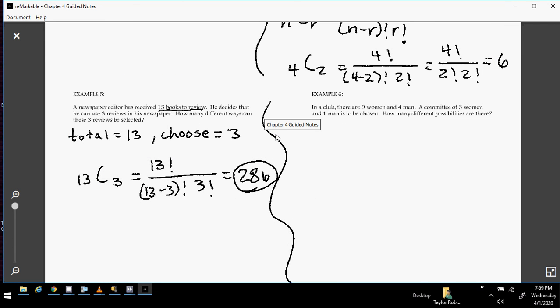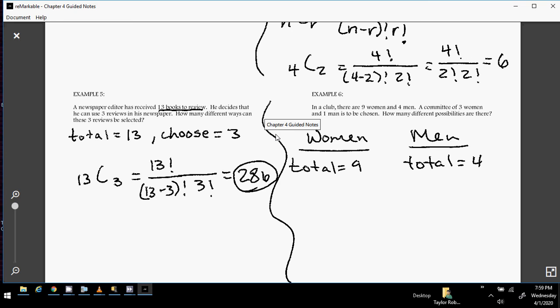Alright, last one. And there's an example like this in your classwork. It says, in a club there are 9 women and 4 men. So we've got women and we've got men. And we have a total of 9 women and a total of 4 men. Now, for the committee, we can choose 1 man and 3 women. So we're going to choose 3 out of the 9 women, and we can choose 1 man.